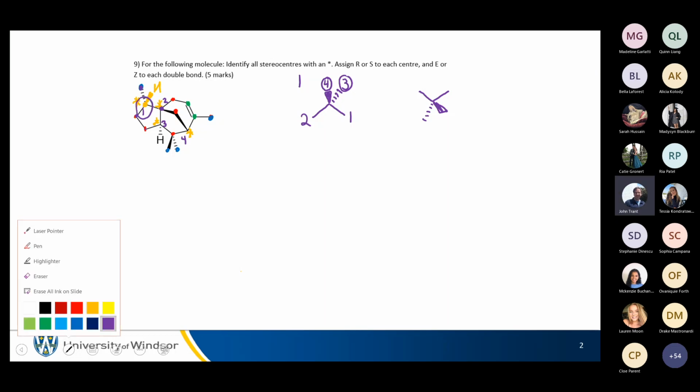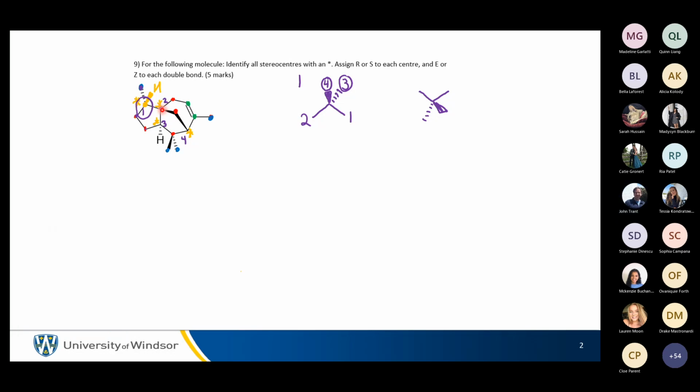Let me try, you know what, I'll use a laser pointer instead. Yes, let's try this. So now we're going to talk about stereocenter 2 here. I don't think I can write if I'm doing that. No, okay. So it's attached to 4 things. 2 of them are in the plane. 1 is coming out of the plane. And 1 has to be going back.